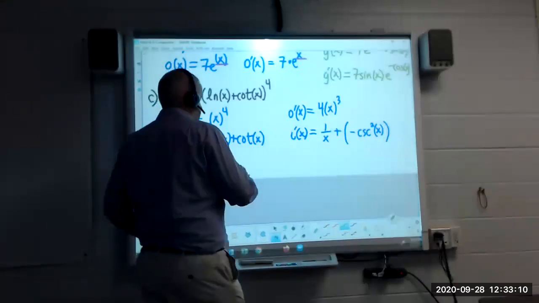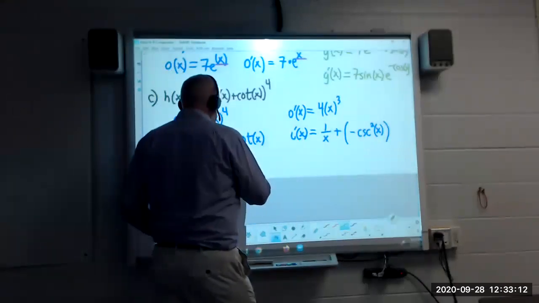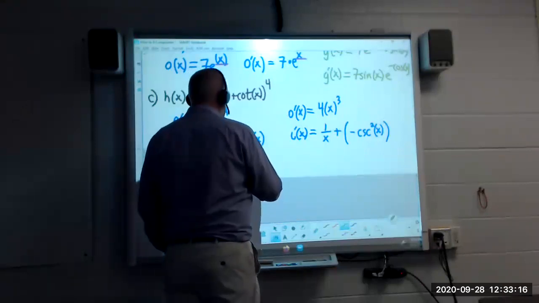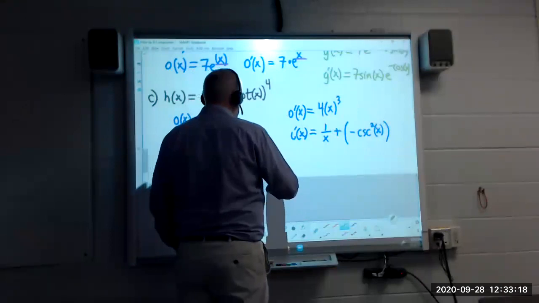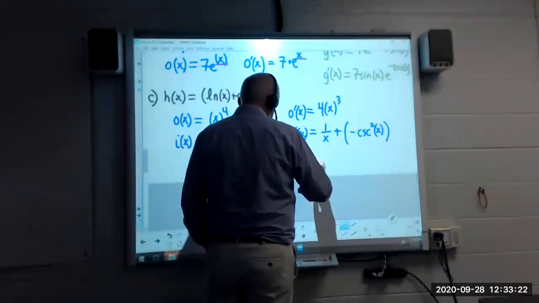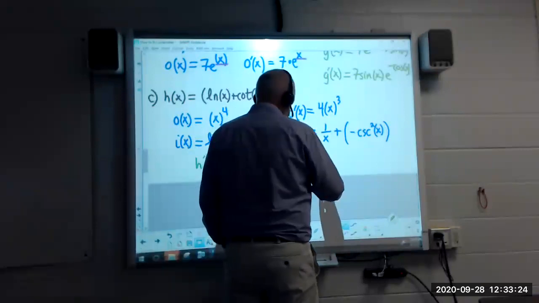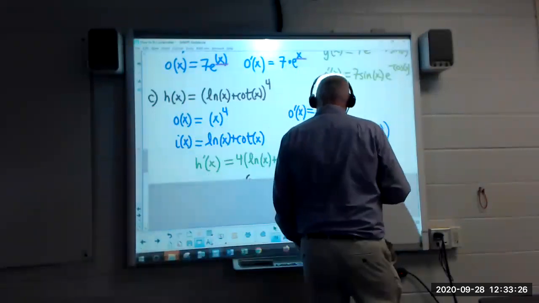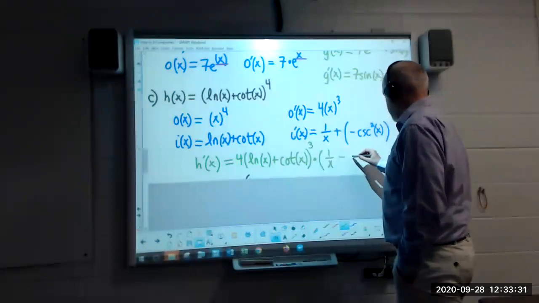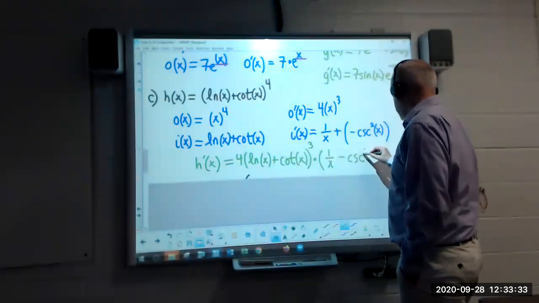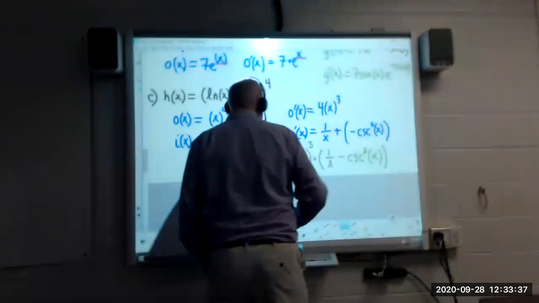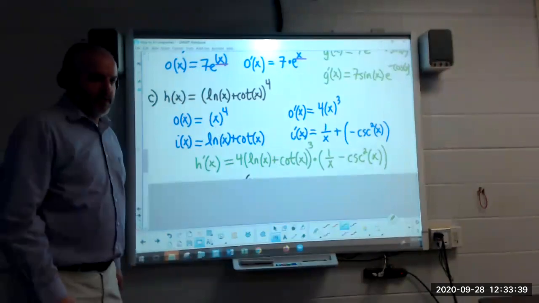Okay. So let's check in. Were you thinking, or did you write 4 times the quantity of the natural log of x plus the cotangent of x raised up to the third power times the quantity, notice how I have parentheses around this entire thing, 1 over x minus cosecant squared of x. It's really important to get those parentheses in the right spot.